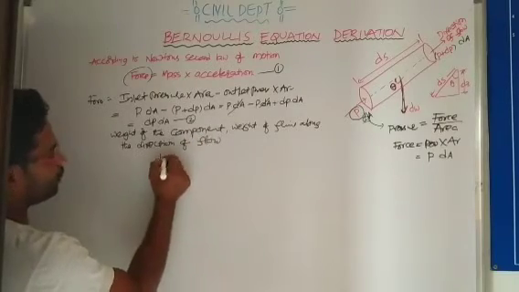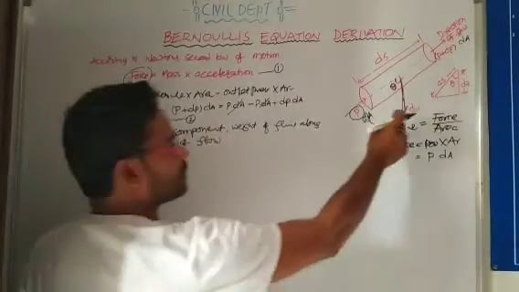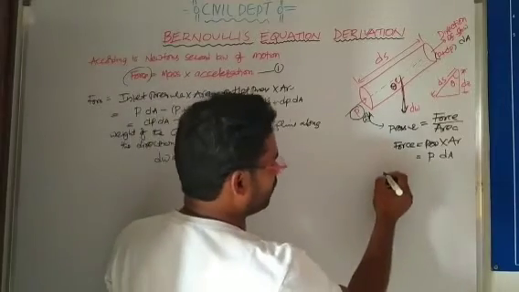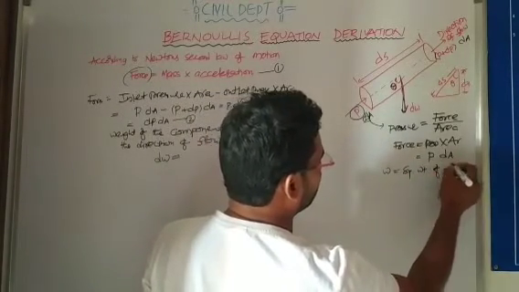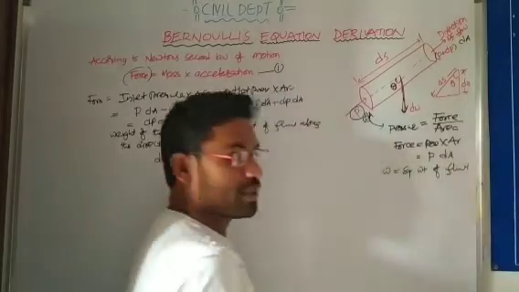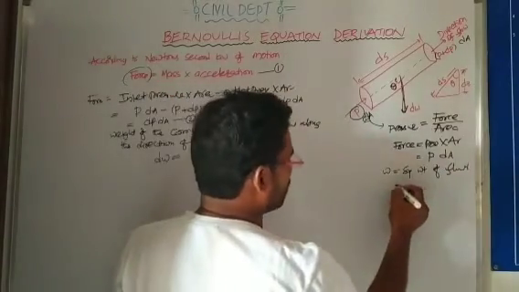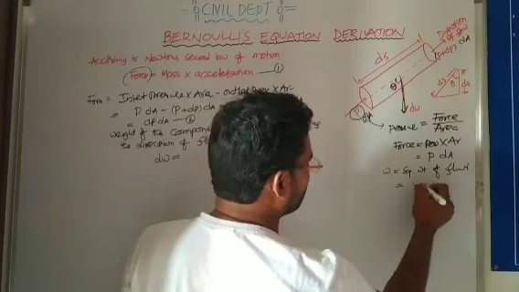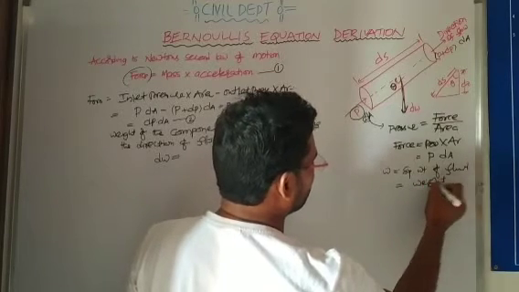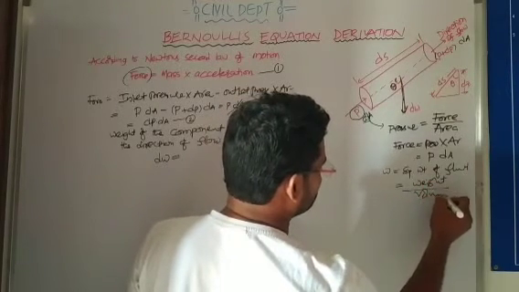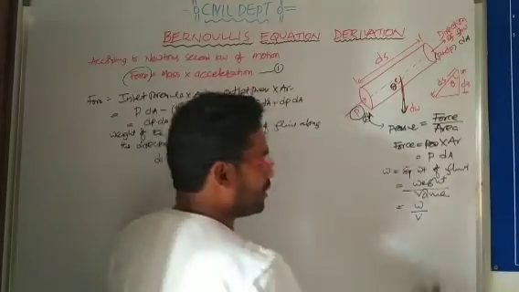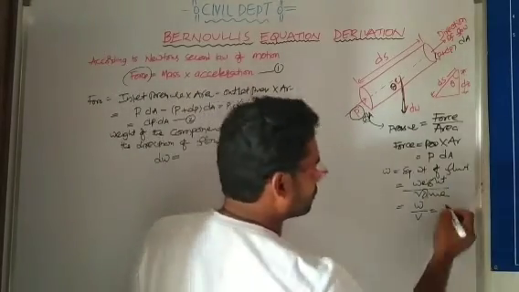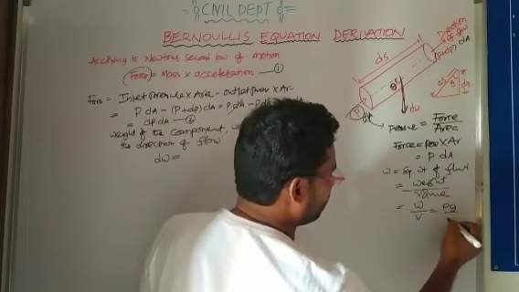So this is the dW. What is W? W is nothing but the specific weight of fluid. How can you define specific weight? Weight by volume. So W is weight by volume, W by V. Then you can write W as rho g.